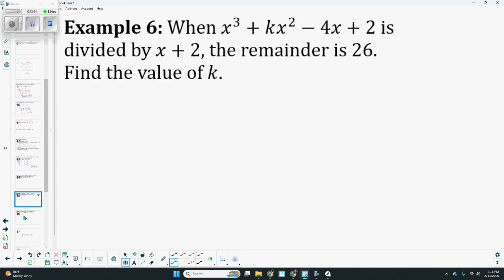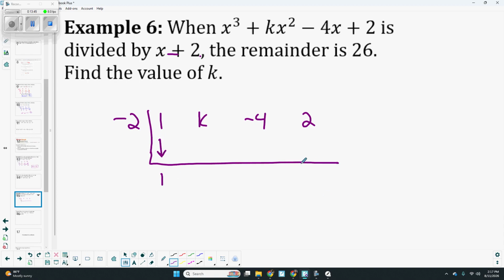And example 6 says, when we have this polynomial and divided by x plus 2, the remainder is 26. What is the value of k? So I'm going to set this up with my synthetic division, my synthetic substitution. 26 is the remainder. I'm going to put negative 2 on the outside because we're dividing by x plus 2. I'm going to put 1, k, negative 4, and 2 as my coefficients.